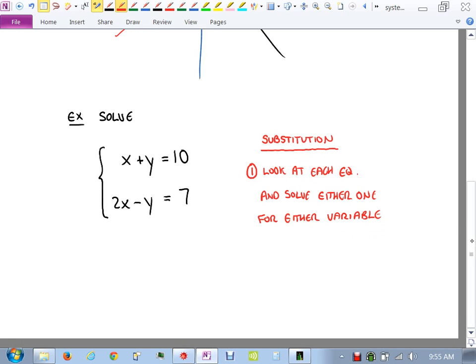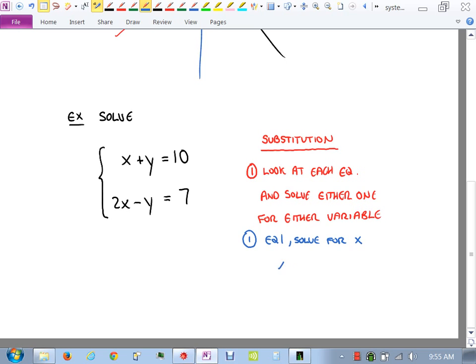So in red is the step. Underneath it, in, let's say, blue is what I'm going to do for this particular problem. So my first step for this problem is I'm going to take equation 1, and I'm going to solve for x. Is that all right?